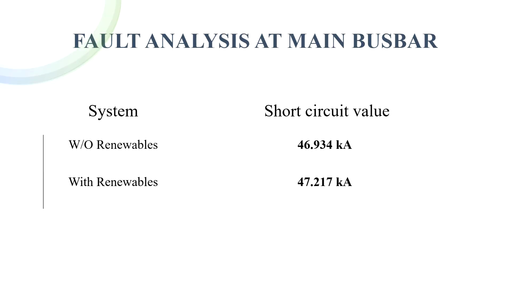Without any renewable, the short circuit value is 46.934 kiloampere, and after the introduction of the PV and wind resources, the short circuit current is 47.217 kiloampere, which is not too much higher than the original value. So we don't have to upgrade the existing breakers. I think existing breakers have a capacity of up to 60 or 80 kiloampere short circuit value, so the existing breakers will serve the purpose here.